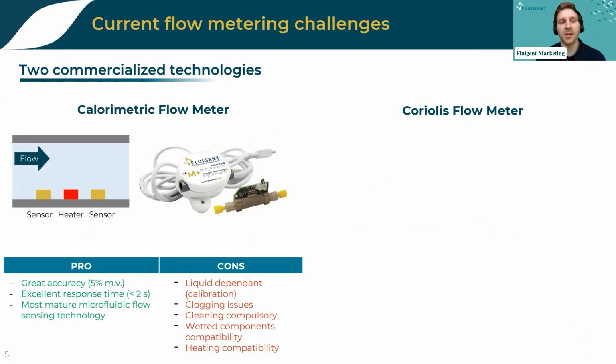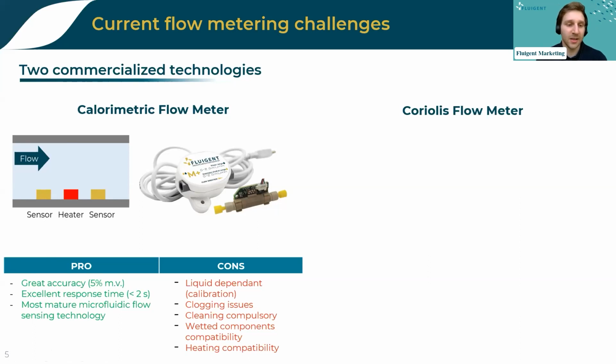The first one is the calorimetric flow meter. In these flow meters, you generally have one heater and usually one or two sensors. In this sensor, for instance, heat is applied on the fluidic line, and then you have sensors on both sides of the heater. Thanks to the differential temperature that is measured between these two sensors, one can determine the flow rate.